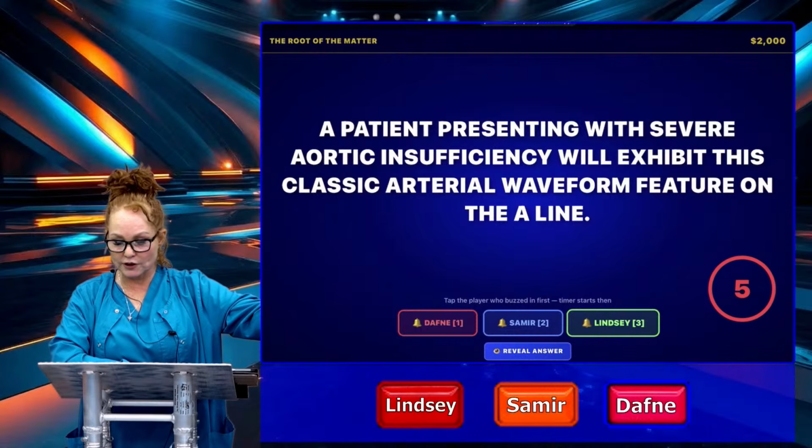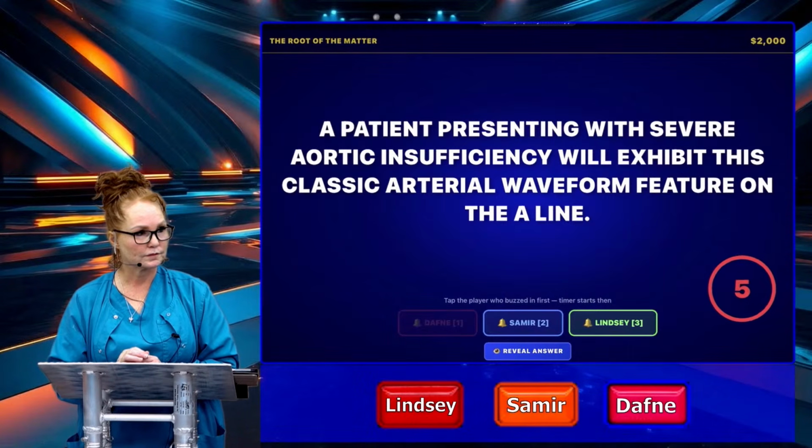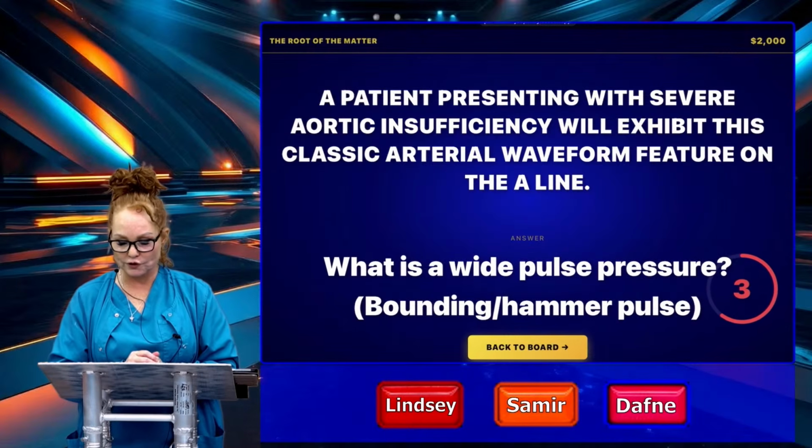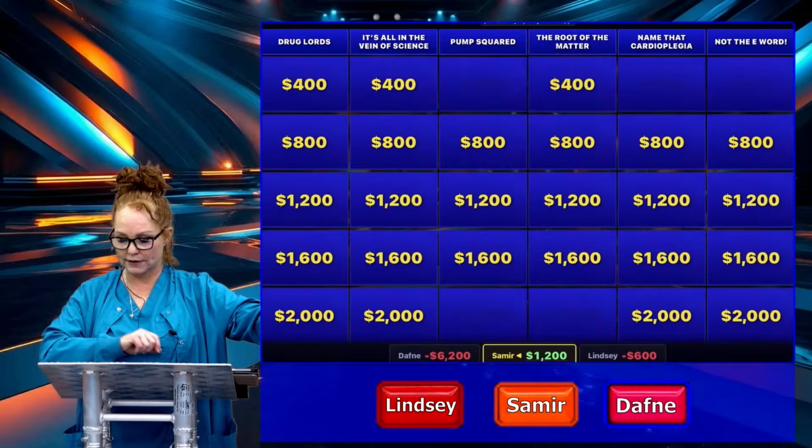Let's go with the root of the matter for 2000. A patient presenting with severe aortic insufficiency will exhibit this classic arterial waveform feature on the A line. Daphne, what is dampened arterial waveform? That is not correct. I'm sorry. Anyone else? No? Correct answer, what is a wide pulse pressure? Or the water hammer, bounding, or whatever you would say. Okay, Daphne, you still have control.